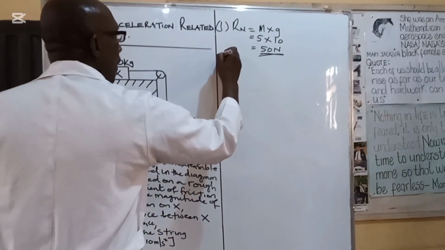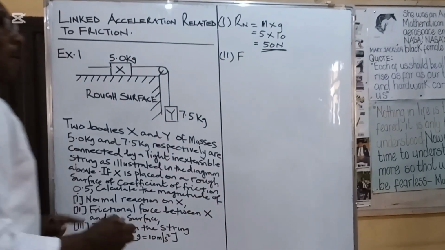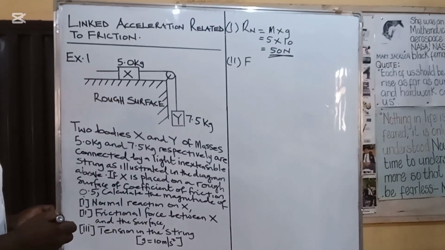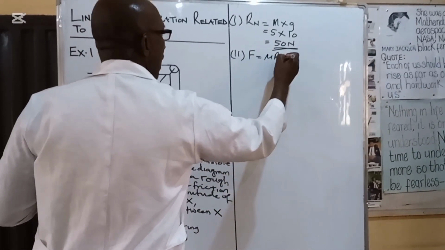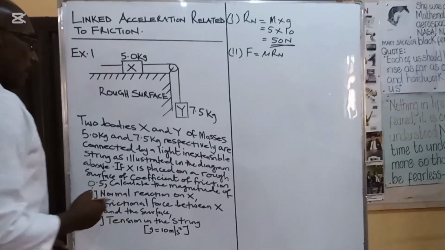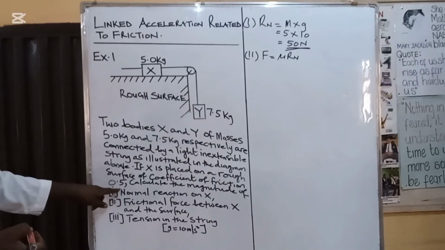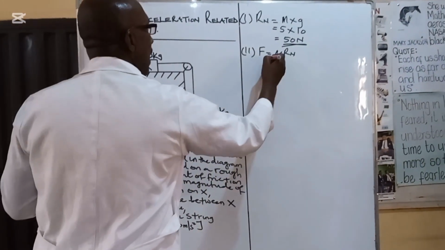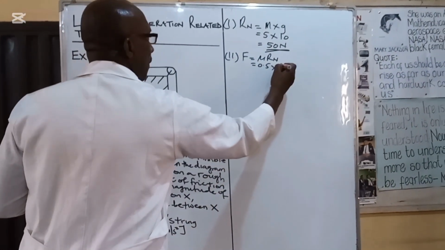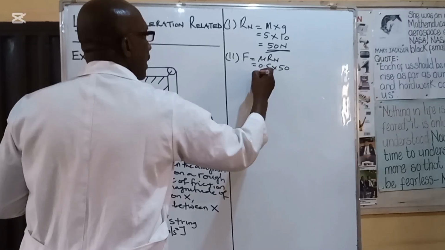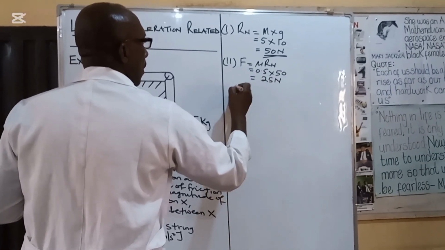Now let's see. They ask us for the frictional force, F. We know from our past lessons that frictional force is equal to what? Mu Rn. That's mu times the normal reaction. And what is our mu? Mu is the coefficient of friction, which has been given to us as 0.5. So I'm going to multiply 0.5 times the normal reaction, which is 50. Alright? Now 0.5 times 50 gives me what? 25 Newton. Quite easy, right?